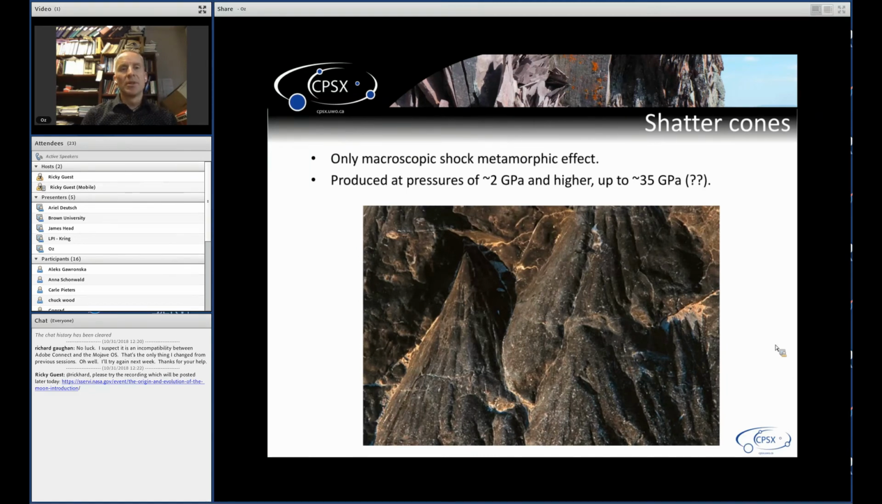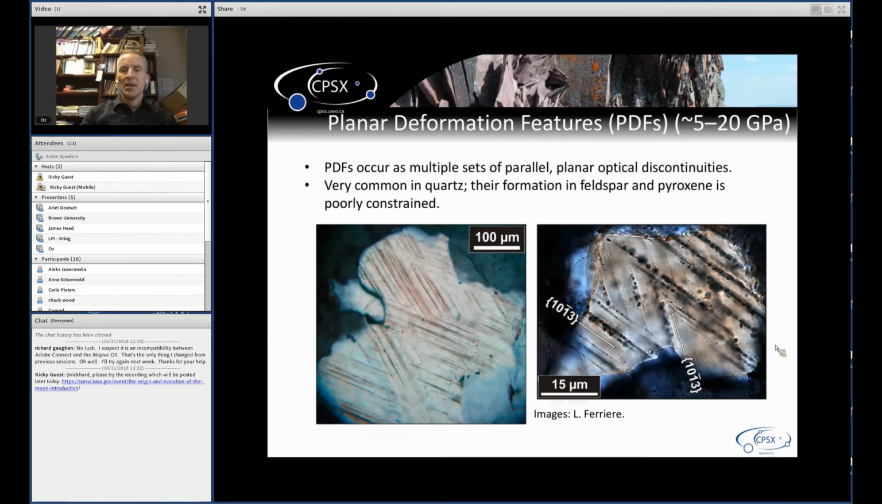So very quickly, shatter cones are the only macroscopic structures, if you're an astronaut on the lunar surface. This is your eyes for shock. These are produced at pressures as low as 2 gigapascals, and then the upper pressure limit is something that we're not quite sure about. Moving up, we have planar deformation features.